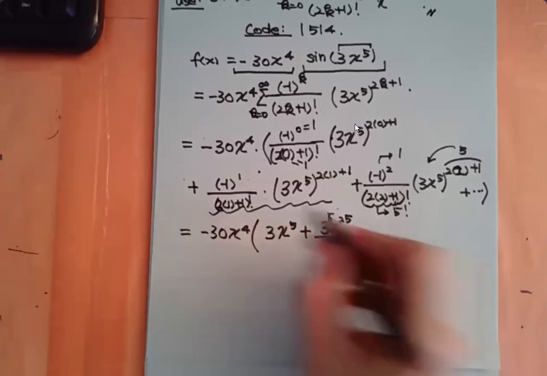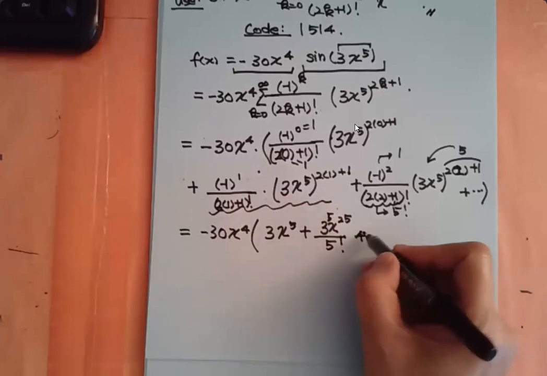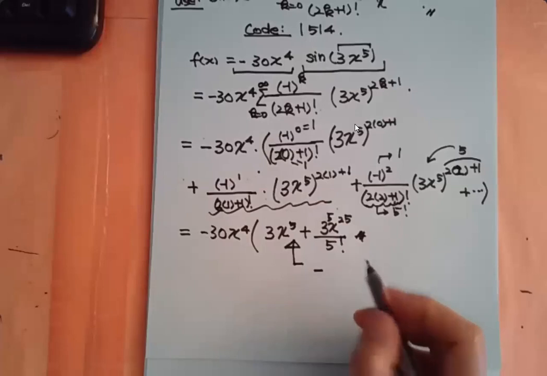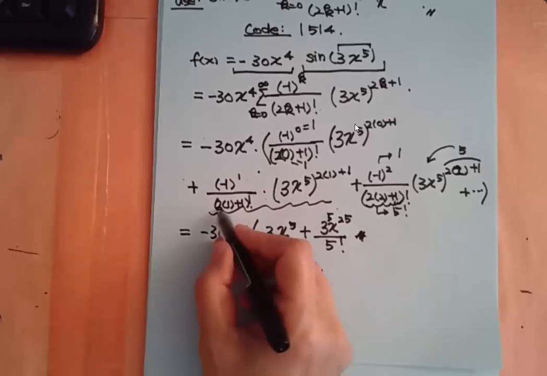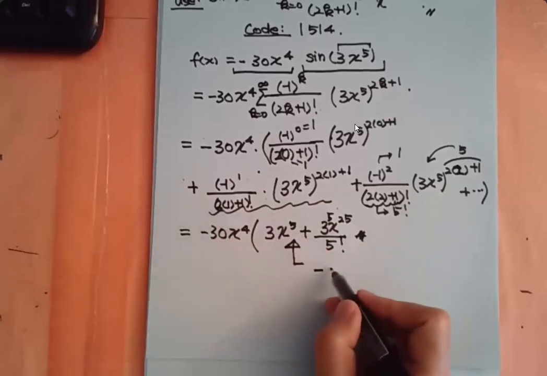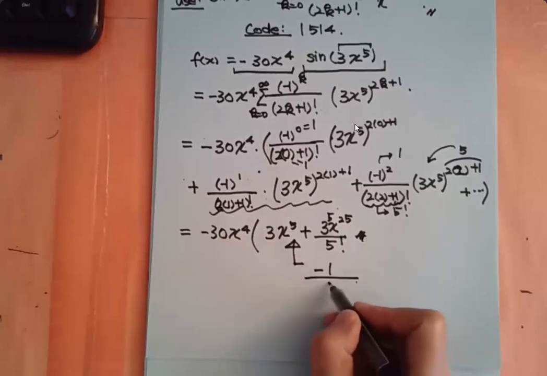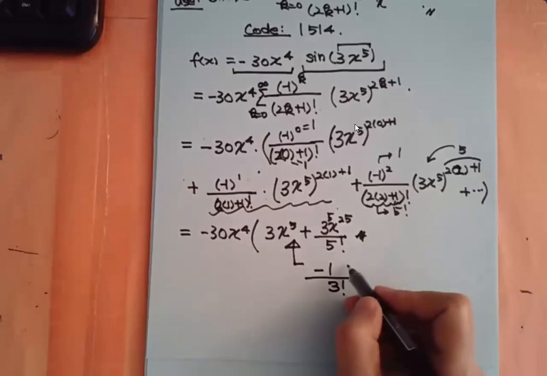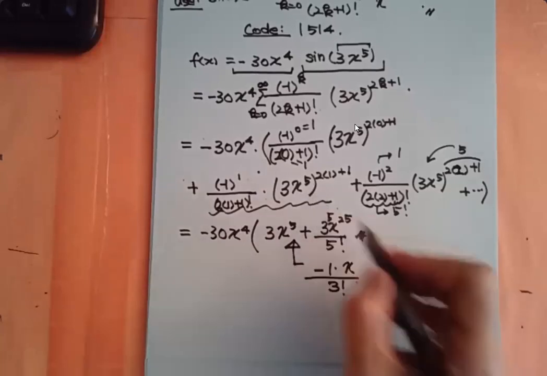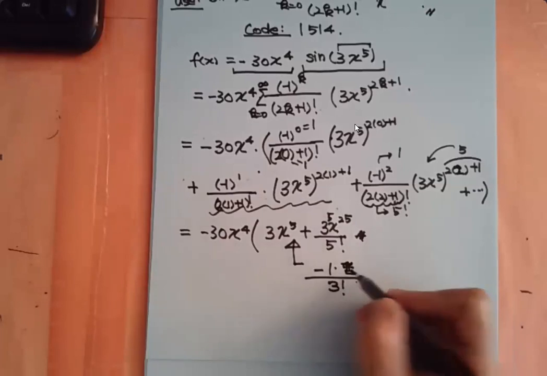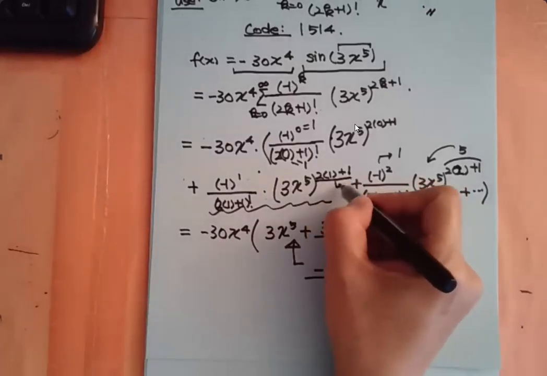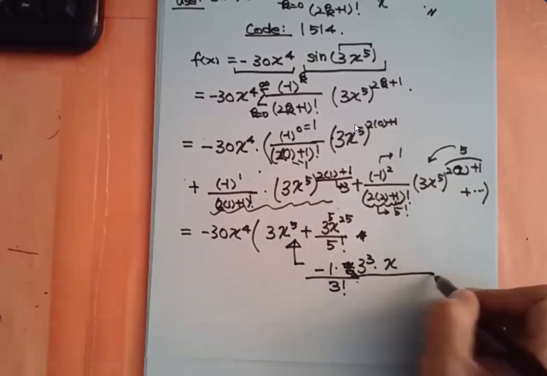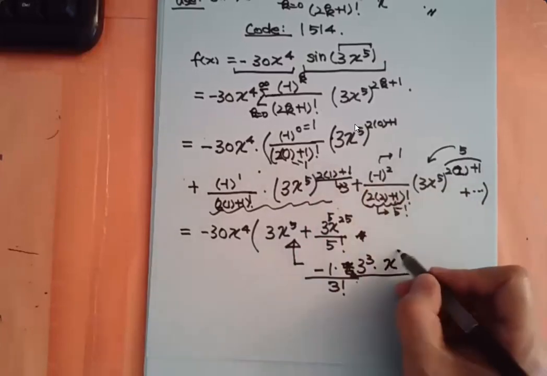So for this one, I had to write a negative. This one is 2 plus 1 is 3 factorial times x. Here is this one is 3. So 3 cubed times x to the 5 times 3 will make 15, right?